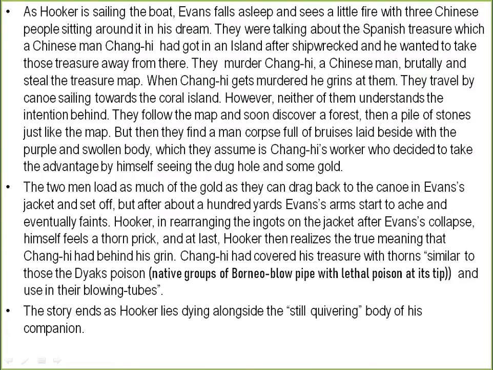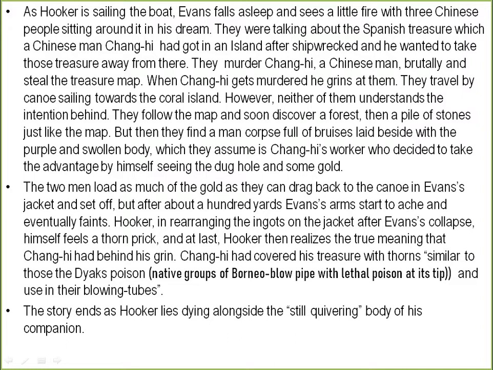As Hooker is sailing the boat, Hookerले बोट चलाइरहेको हुन्छ. Ivan falls asleep and sees a little fire with three Chinese people sitting around it in his dream. उसले एउटा आगो बलेको देख्छ. आगोको नजिक तीनजना चाइनिज म्यानहरू बसिरहेका हुन्छन्. They were talking about Spanish treasure. त्यो स्पेनिस खजानाको बारेमा कुरा गरिरहेका हुन्छन्.